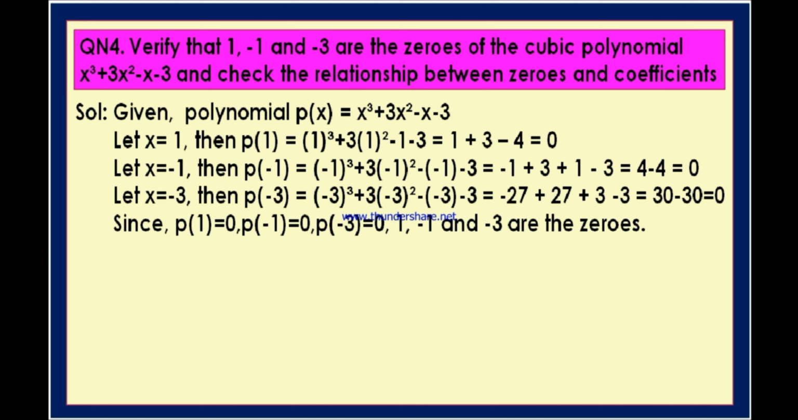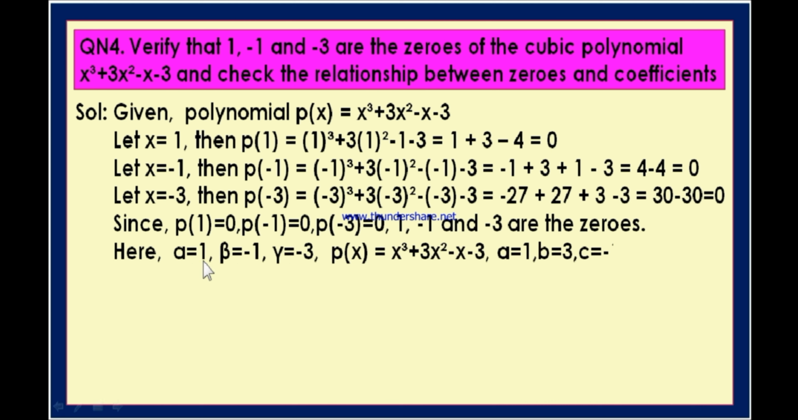1, minus 1 and minus 3 are the zeros of the given cubic polynomial. Here you may consider the first zero as alpha, the second zero as beta and the third zero as gamma. Alpha is equal to 1, beta is equal to minus 1 and gamma is equal to minus 3. We have been given the polynomial p(x) is equal to x cube plus 3x square minus x minus 3.